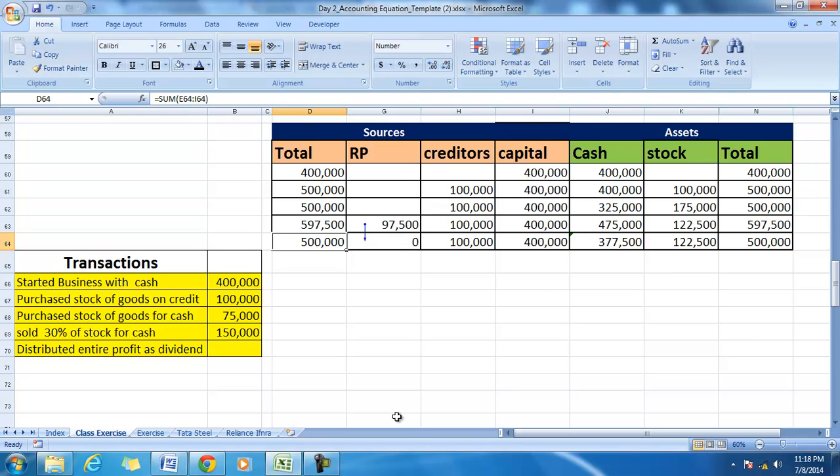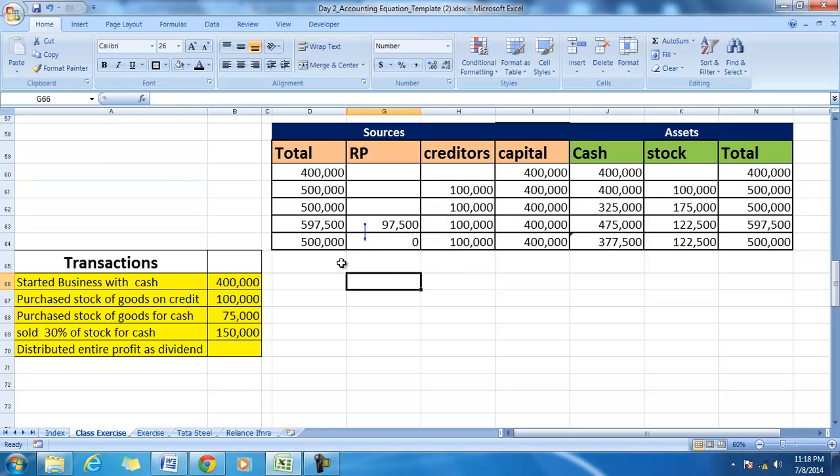Whenever a company makes profit, the management has to take a decision whether to distribute or not to distribute. If the profit is distributed, there is a reduction in cash and a reduction in the retained profit. However, if the profit is not distributed, then the profit remains in the business, and that is called retained profit.